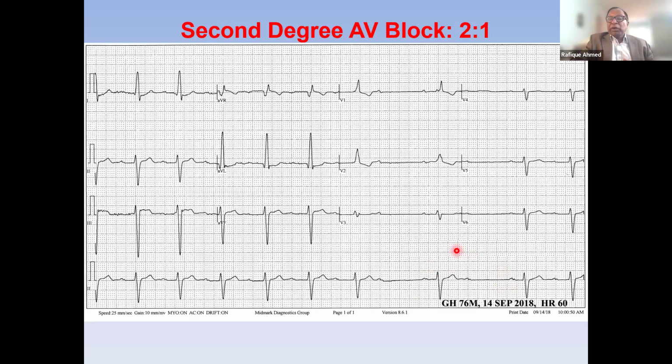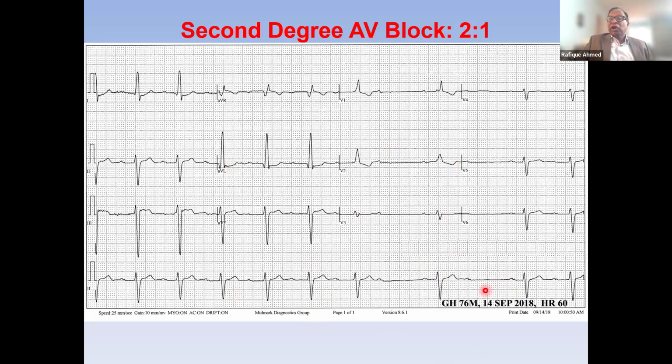Whether this patient needs treatment with a pacemaker or not, that's a different decision, because supra-His AV block doesn't mean that they may not need a pacemaker. Infra-His AV block with 2 to 1, all of them will end up needing a pacemaker. And in supra-His 2 to 1 AV block, some of them do, depending on how symptomatic they are.